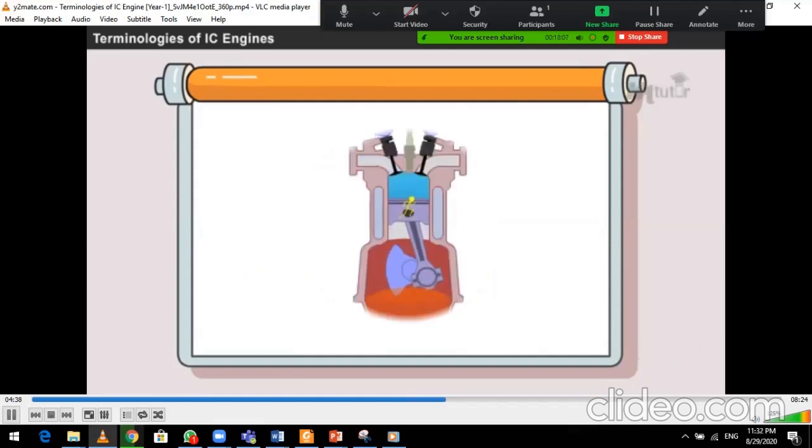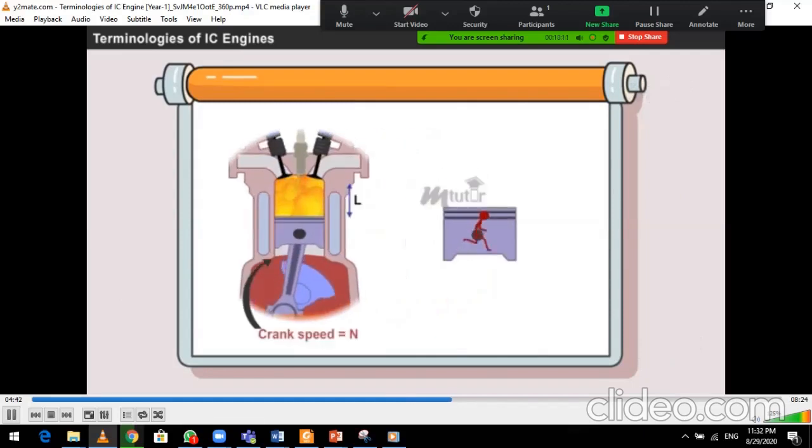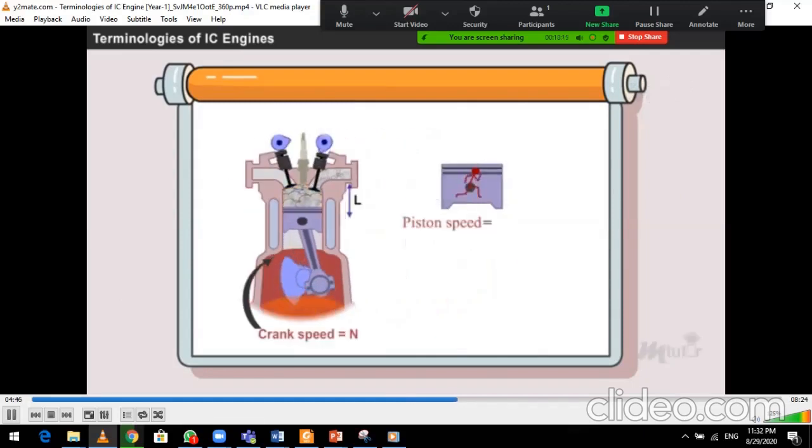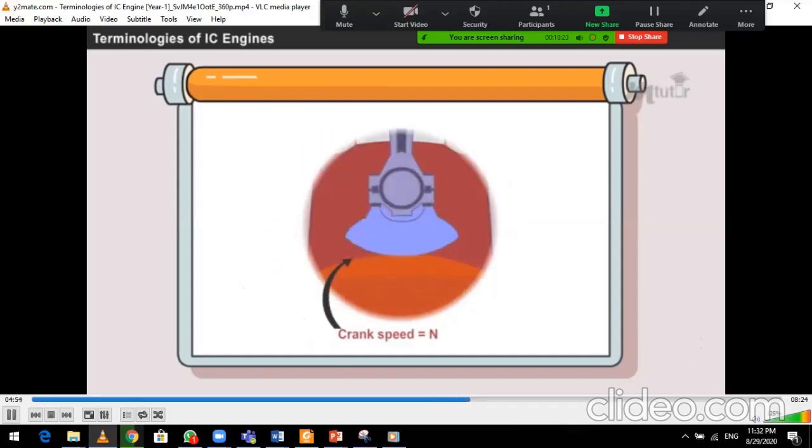The rate at which the piston moves inside the cylinder is known as piston speed. This rate is not constant. Piston speed is equal to 2 into length of the stroke and speed of the engine, that is 2 into L into N. Engine speed is nothing but the crankshaft speed.